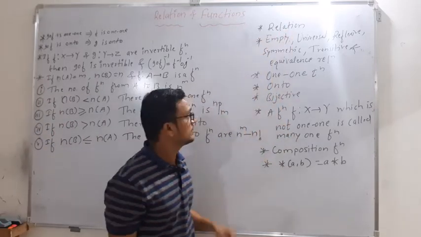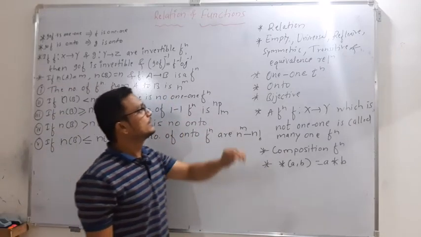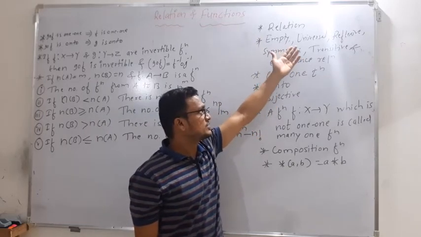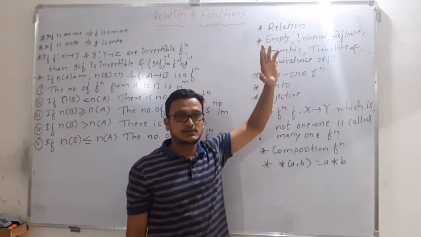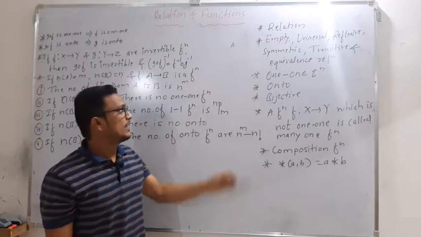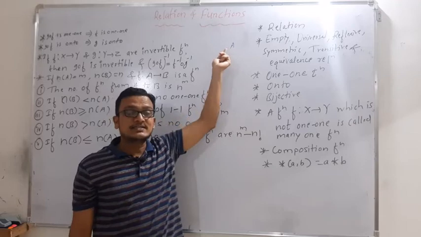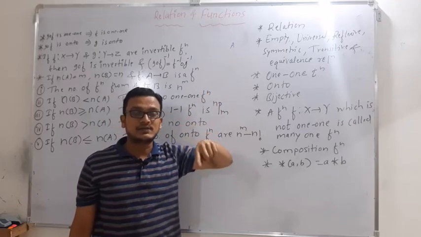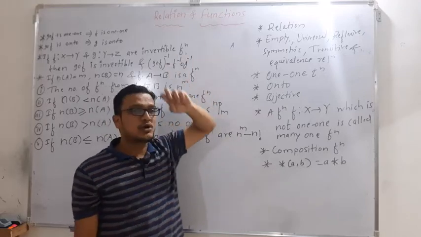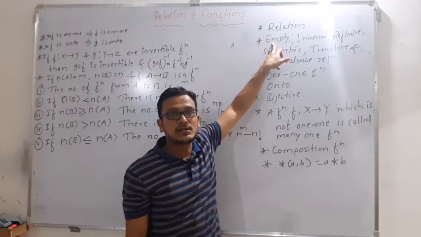As you know the definition, a relation is a subset of the Cartesian product. Next, in that we have some types. Empty relation: what is meant by empty relation? Suppose we have a set A, and that set contains some elements. If the elements of set A are not related to each other, or to the same set, then that relation is called an empty relation.